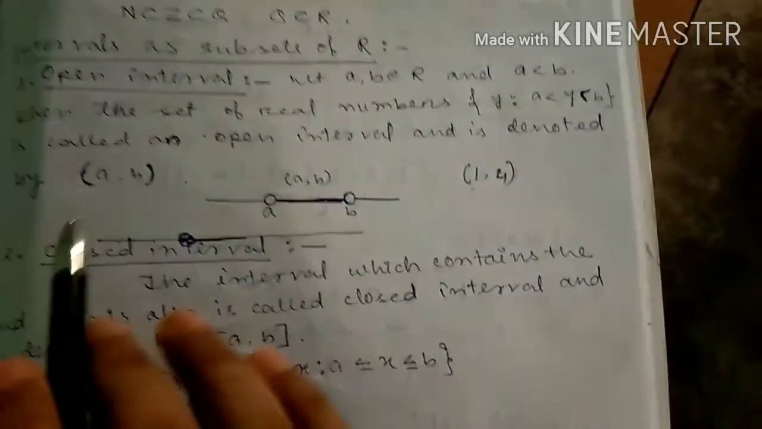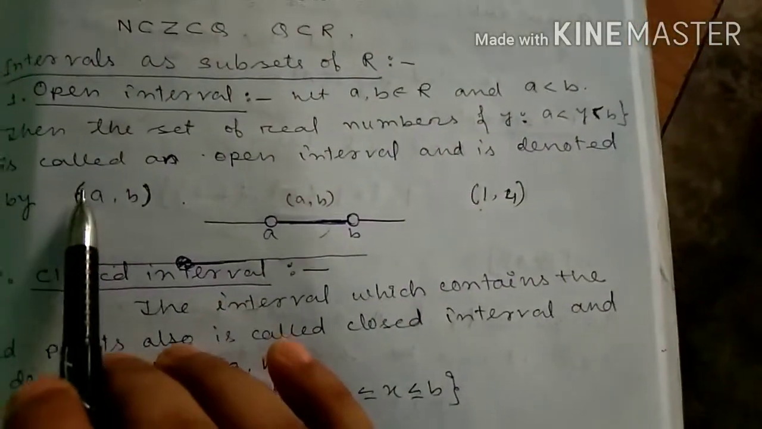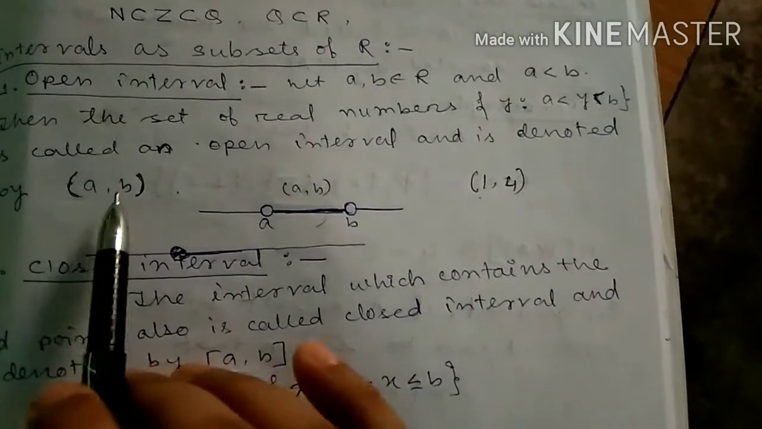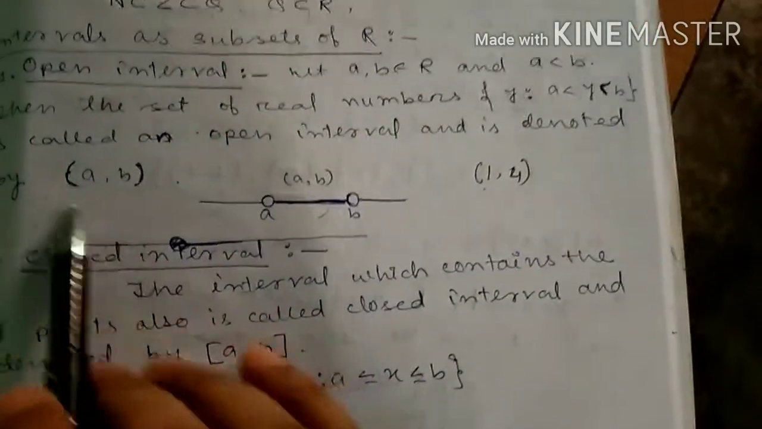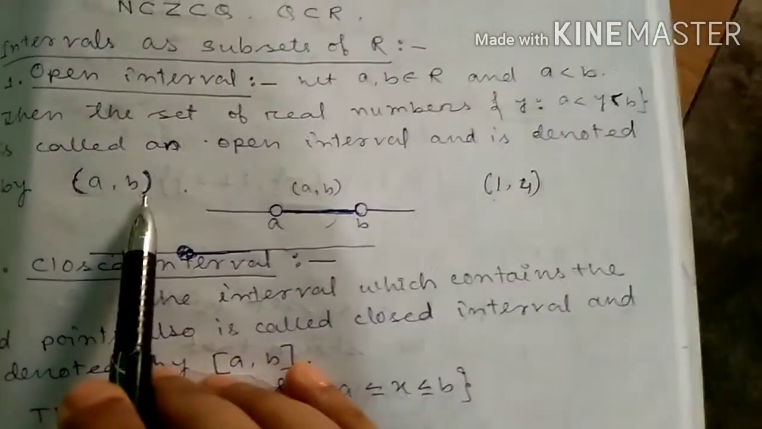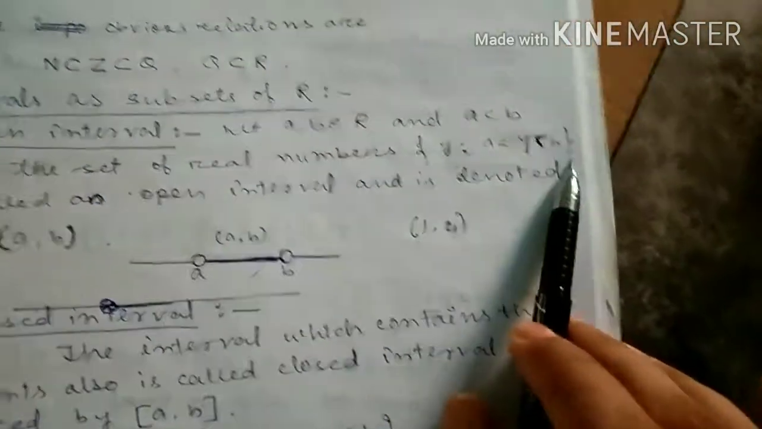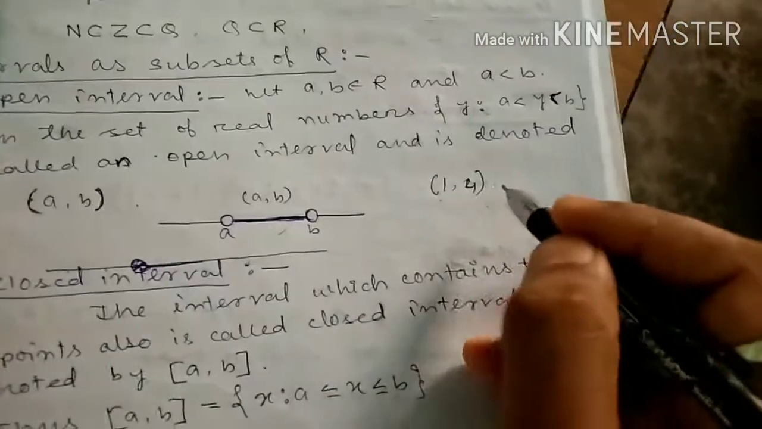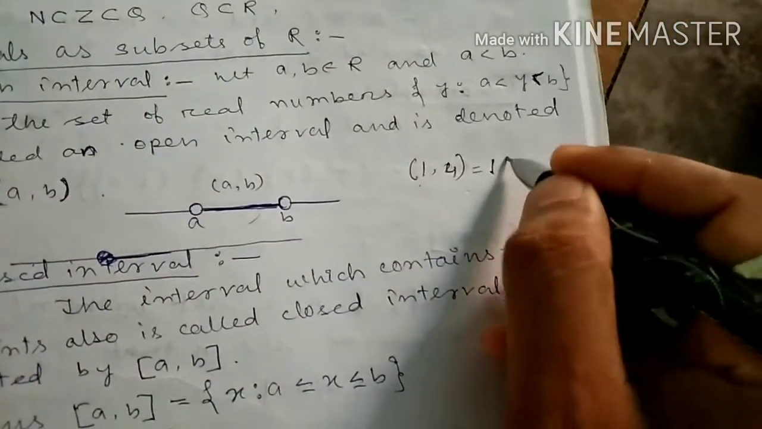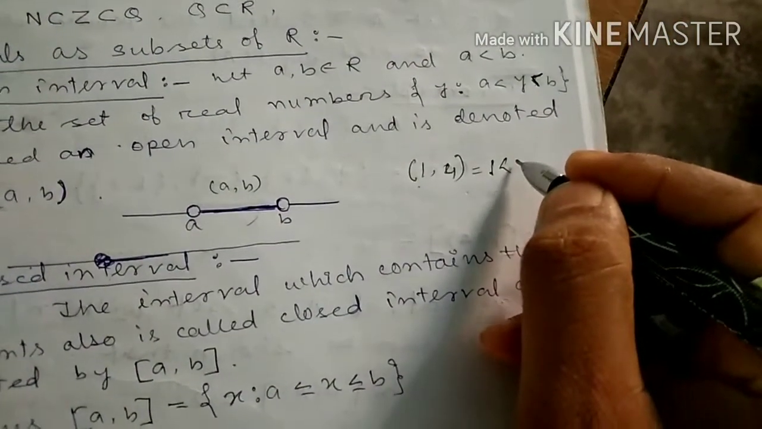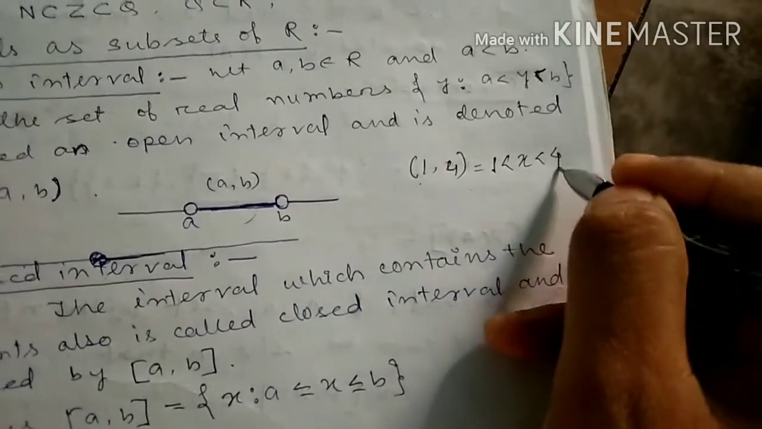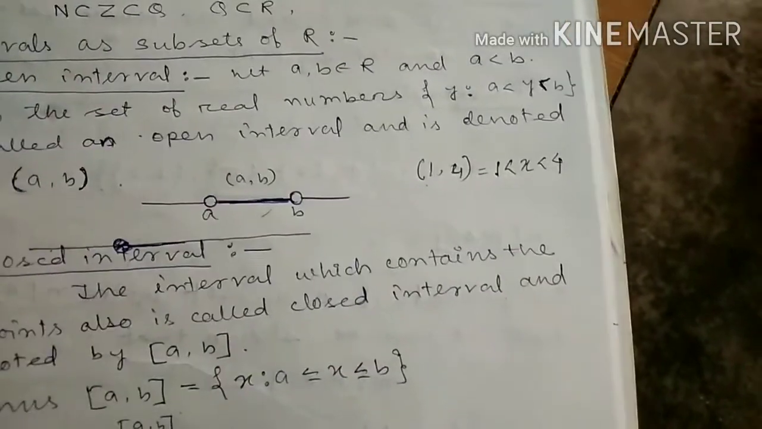Okay, so in an open interval we cannot consider the end elements. You can write this open interval in the form a < y < b. Or you can write it this way: suppose 1 < x < 4, where x is a natural number. In this way you can write it.